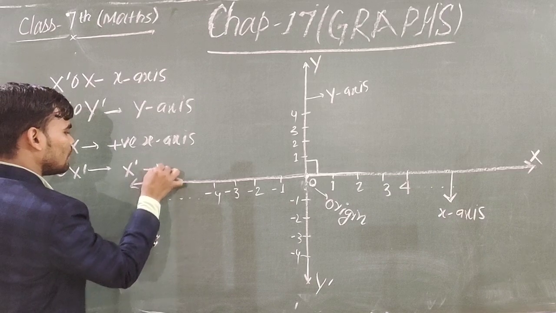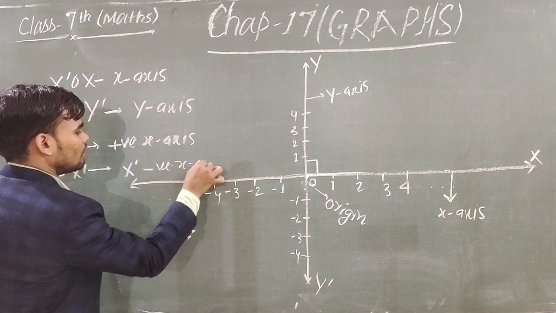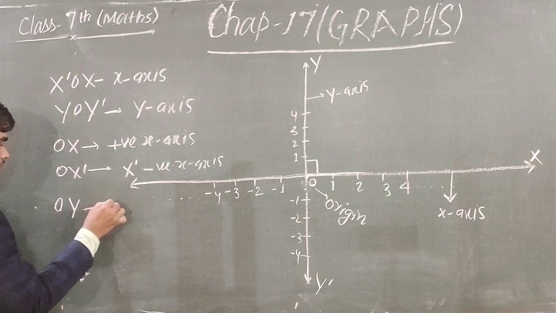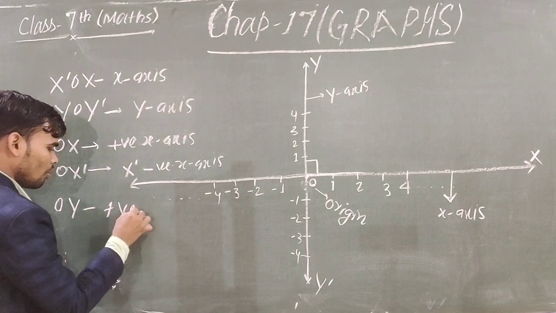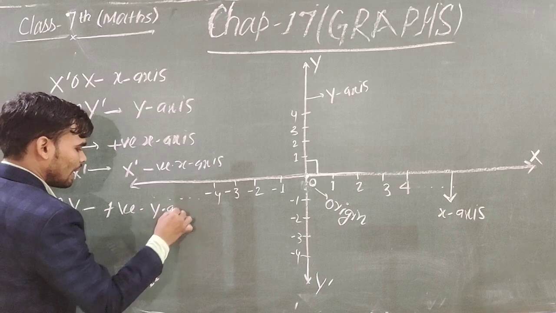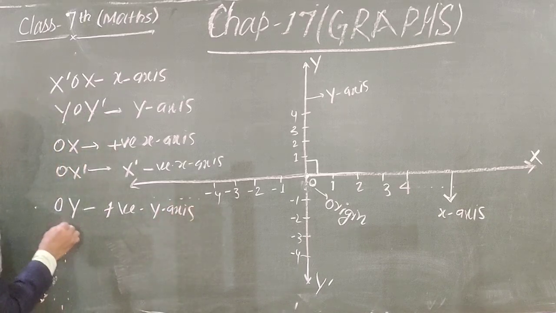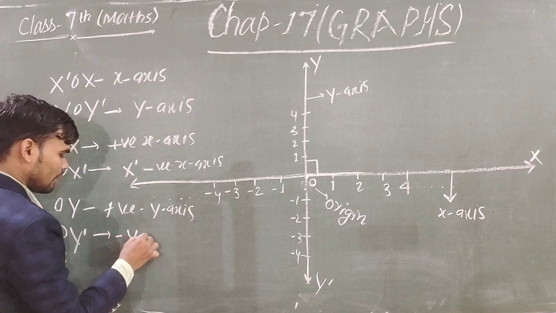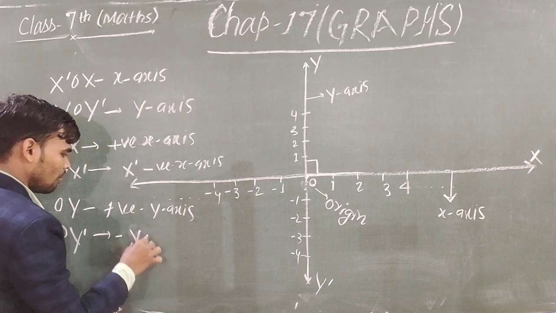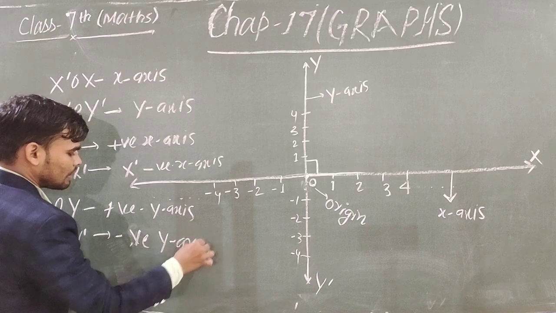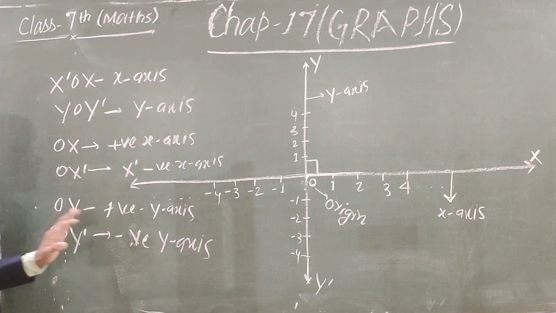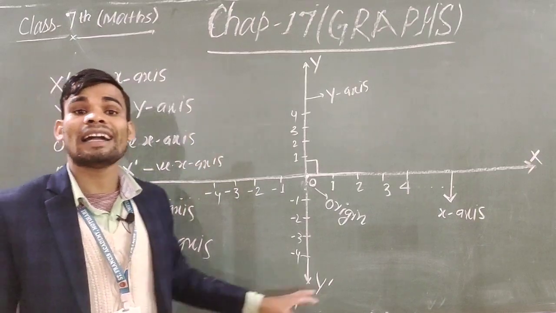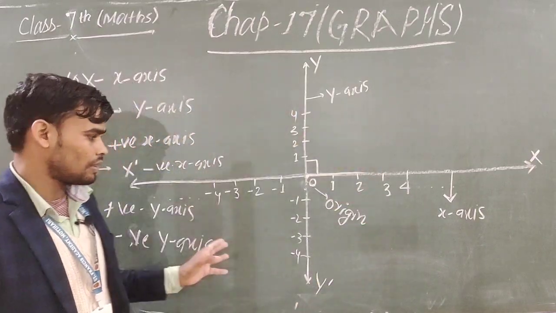If you are talking about OY, this is positive y-axis. And if you are talking about OY dash, this is negative y-axis. Together, x-axis and y-axis are known as Cartesian, that means coordinate axes.